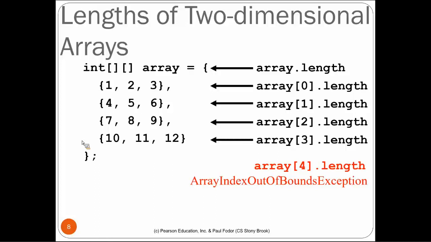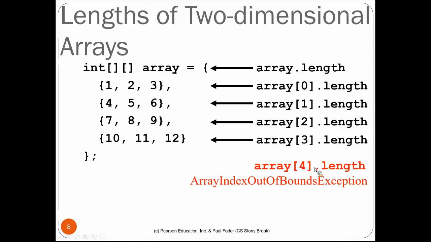So really, we have five lengths in this case. The length of the original array, that is the number of rows, in this case is 4. And then the length of array[0], which is 3, array[1], which is 3, array[2], and array[3], which are all 3. So here we have these four lengths that are 3 each, and the length of the original array, which is the number of rows, which is 4.